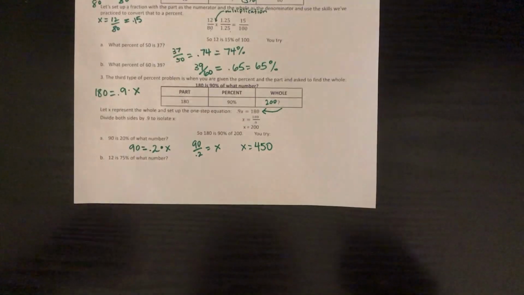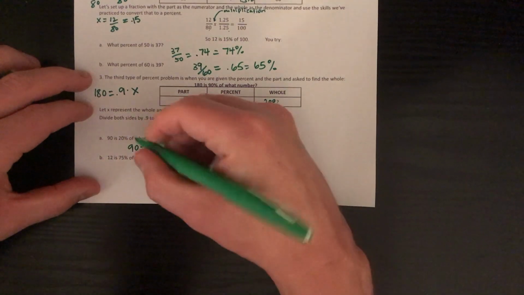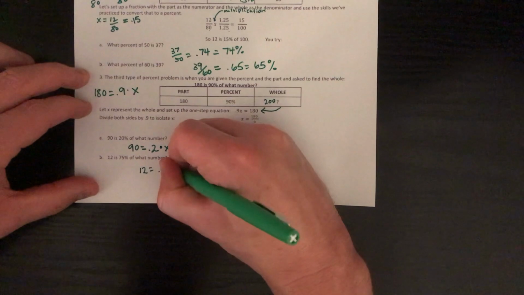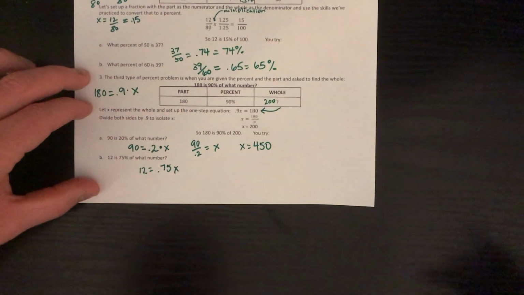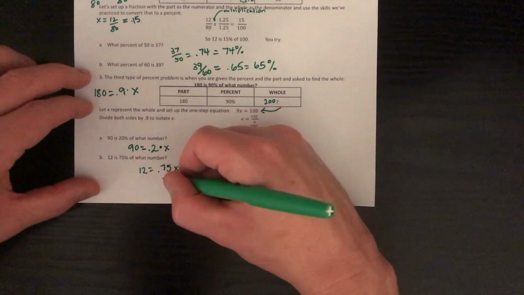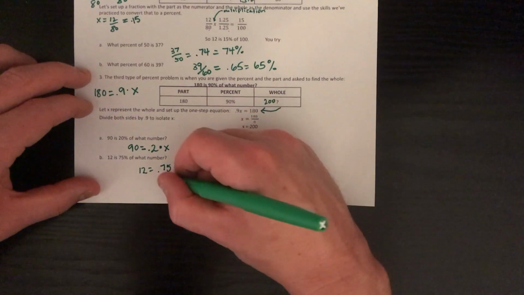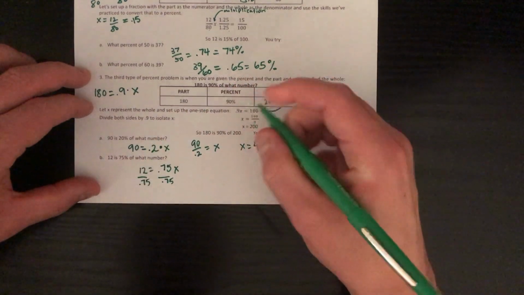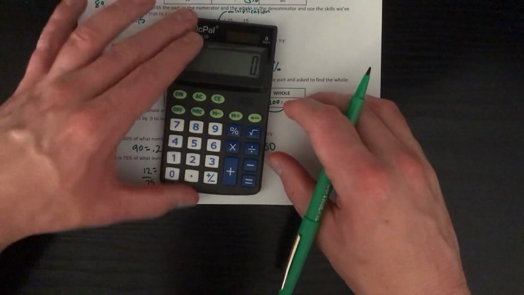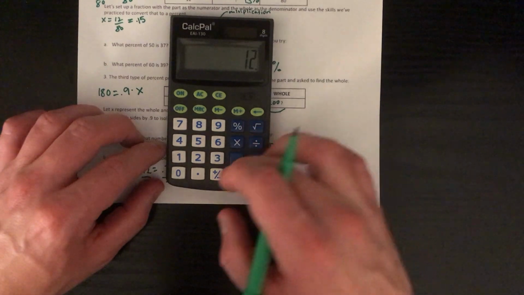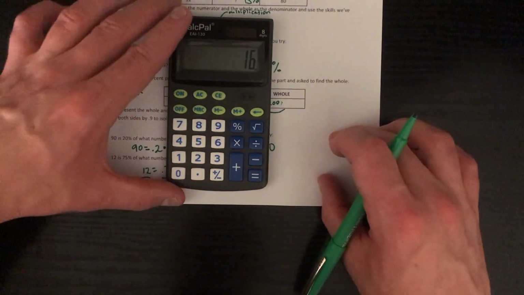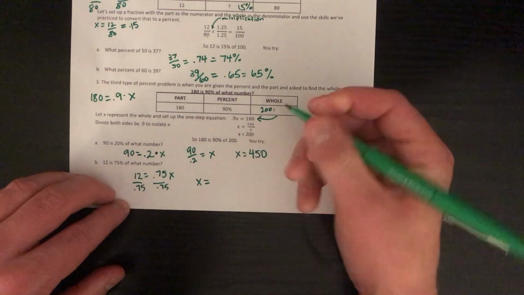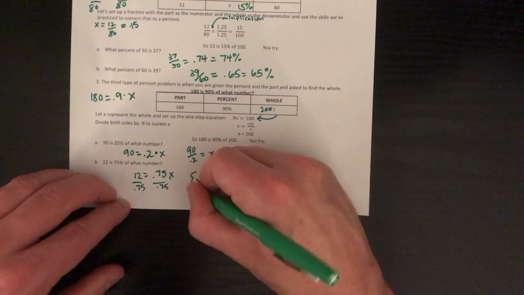All right, so hopefully you paused and you worked this one out on your own, and you should have written something like 12 equals 0.75 times some unknown number that we're trying to find. And then you divide both sides by that 0.75, and you should get something bigger than 12. 12 divided by 0.75 is 16. So x, or the whole in this case, equals 16.